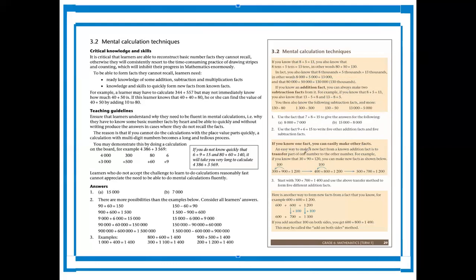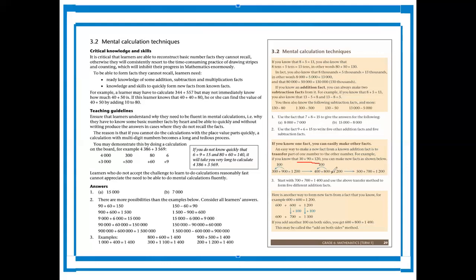An easy way to make a new fact from a known addition fact is to transfer parts of one number to the other number. For example, if you know that 30 plus 90 is equal to 120, you can make new facts as shown below. So if 30 plus 90 is equal to 120, we also know that 300 plus 900 is equal to 1,200. And then if we move 100 from 900 and put it on the 300 to make it 400, then we get 400 plus 800 is equal to 1,200.